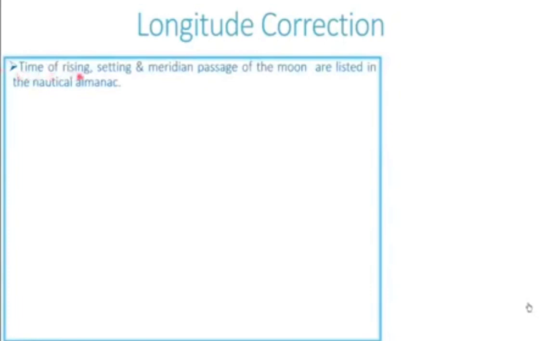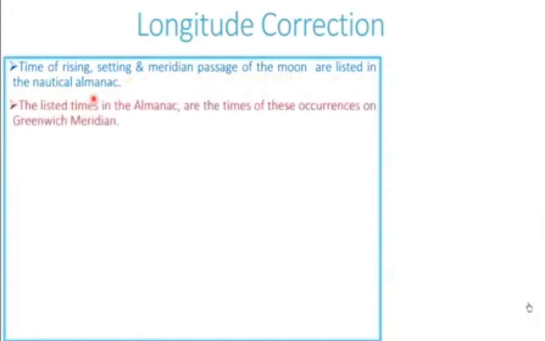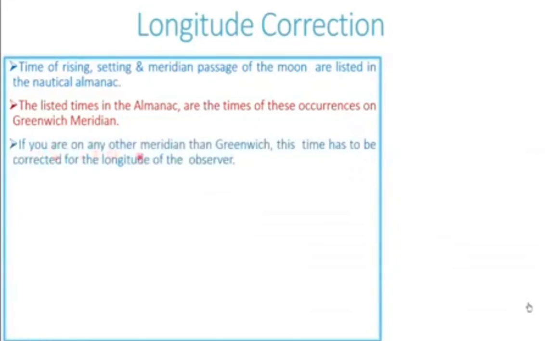Now we are aware that the times of rising, setting and meridian passage of the moon are listed in the nautical almanac. These times which are listed, the rising time, setting time and the meridian passage times, are the times of these occurrences on the Greenwich meridian. If you are on any other meridian other than Greenwich, this time has to be corrected for the longitude of the observer, and this is called longitude correction. Since this correction is based on the longitude of the observer, the name given to it is longitude correction.